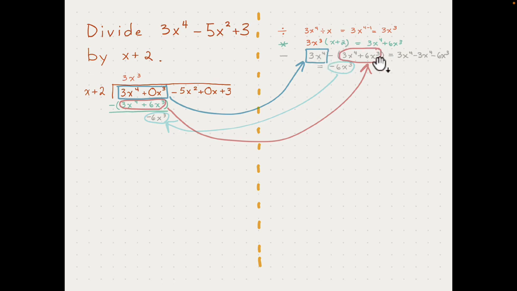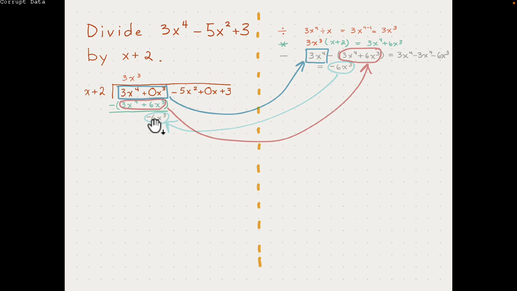Negative 1 times 6x cubed. We have negative 6x cubed. And now I am combining like terms. 3x to the fourth minus 3x to the fourth will cancel, and I am left with negative 6x cubed. So in the shorthand version, I'm going to write that negative 6x cubed here.